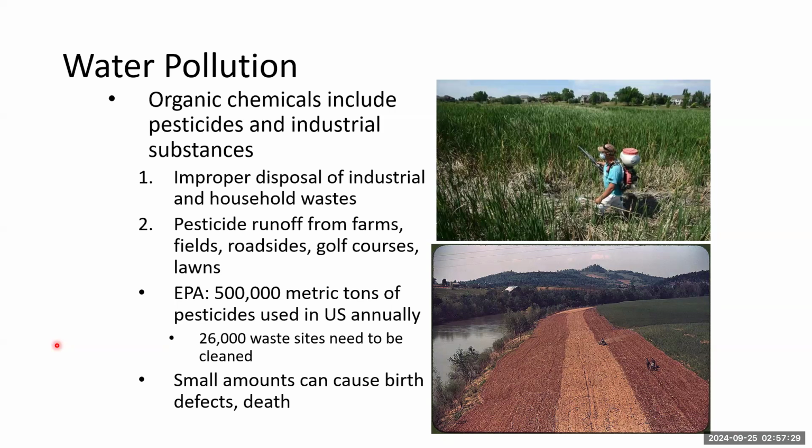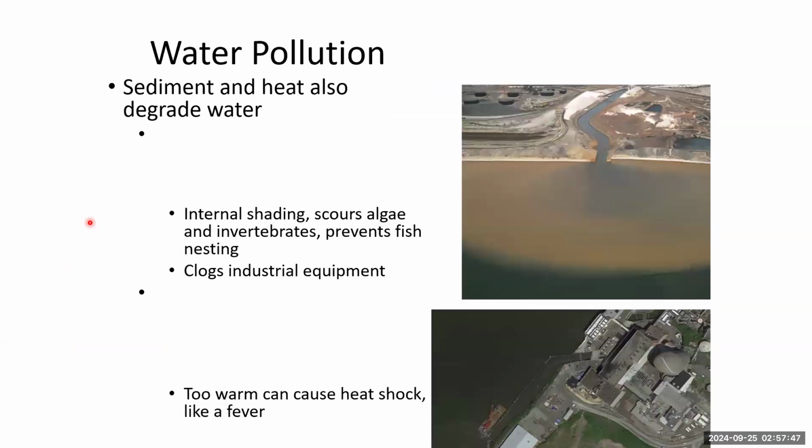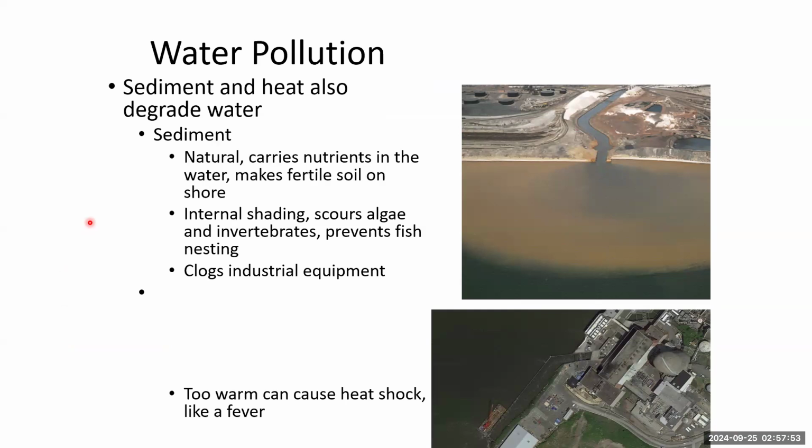And there are a number of studies that have shown that even small amounts of some of these compounds can cause birth defects, death, and other serious health issues. So toxic substances can be a big problem in water bodies. We can also have degradation of water bodies that is not a chemical compound, particularly sediment and altered temperatures. So sediment can be a big problem in water quality.